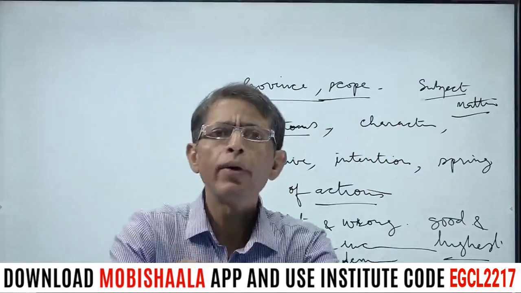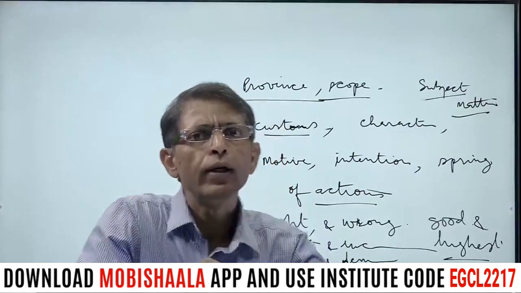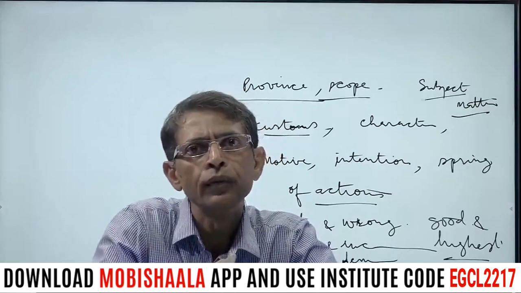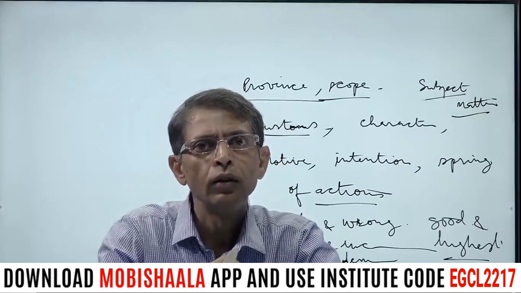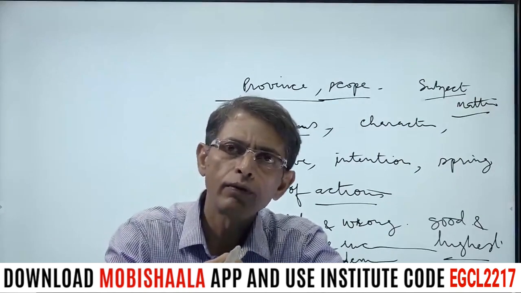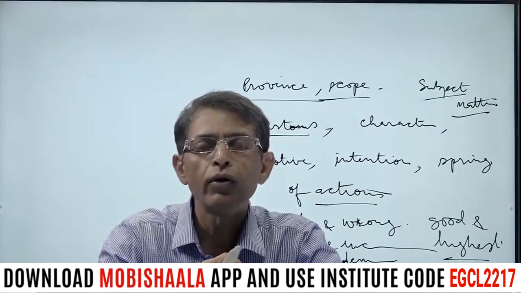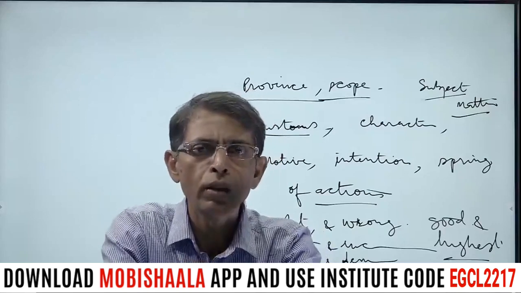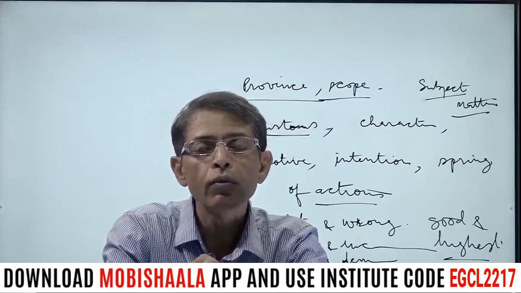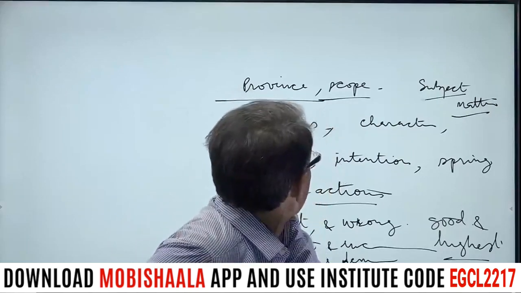Now, can we call it science? Why not? There is a systematic study of human character and conduct on the basis of explanation, observation and classification, trying to find a certain conclusion on the basis of moral judgments. We will discuss moral judgment. Now we are coming back to the province of ethics.